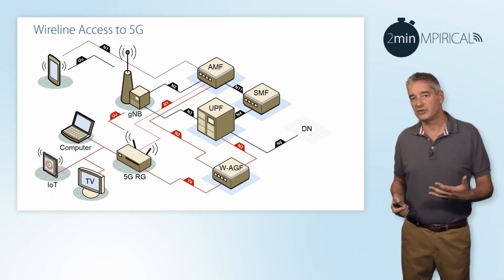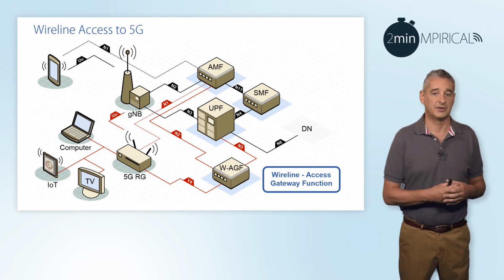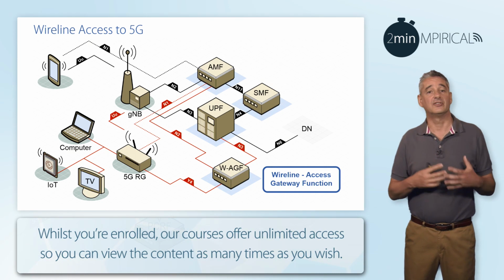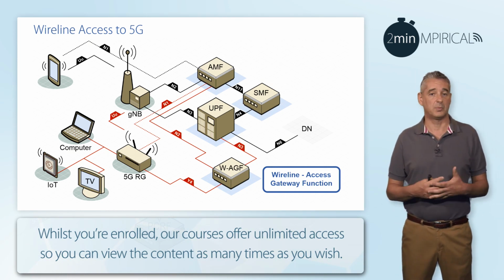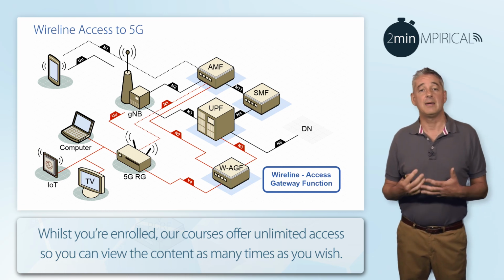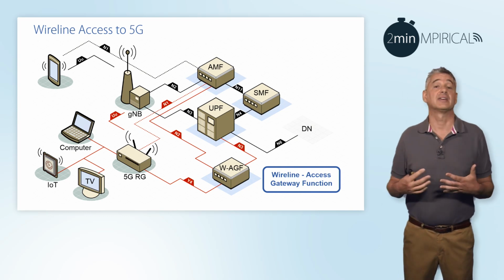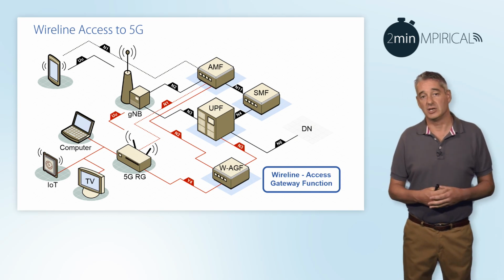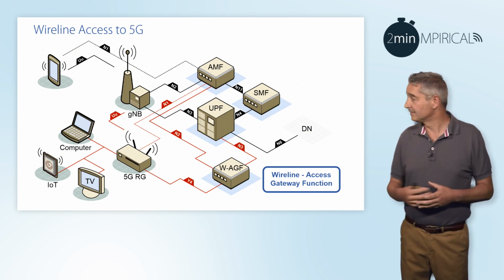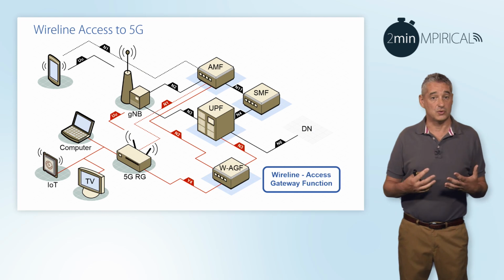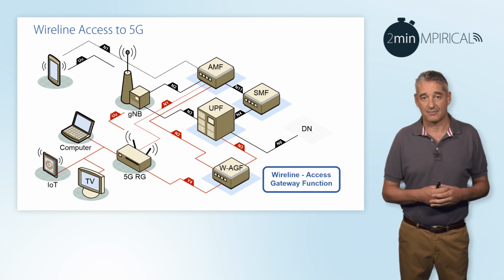However, let's now change things in the case of wireline access and now introduce a new network element, termed the Wireline Access Gateway Function. And here we can see this supports the same reference points as the gNB, namely the N2 and the N3. And therefore it's able to carry the traffic up to the 5G core network, in case of user plane traffic, but also signaling. Likewise, as the 5G residential gateway supports the N1 reference point, it can continue to talk to the AMF.